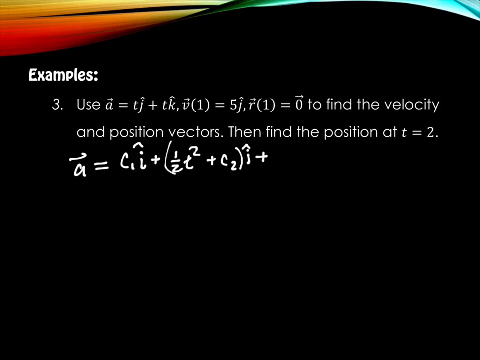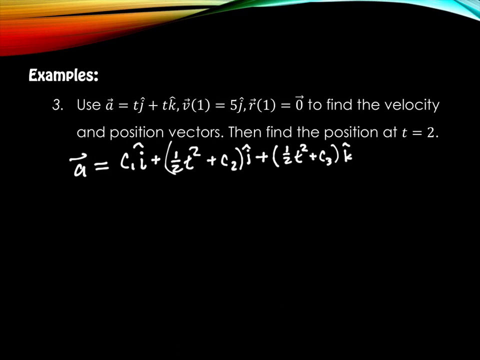And then we have a similar feature for k, which is going to be 1/2 t squared plus c3. Okay. Now, I actually want to find the c1, c2, c3 values, and I can do that.